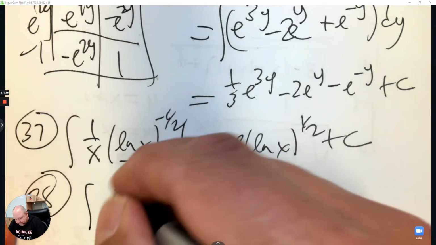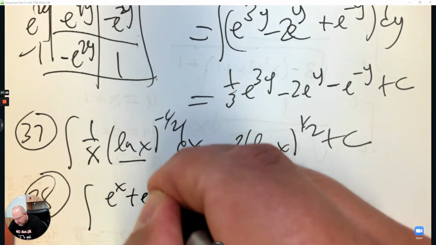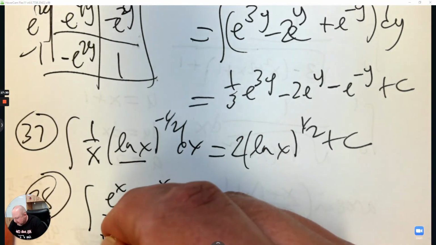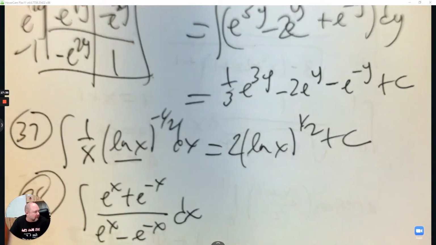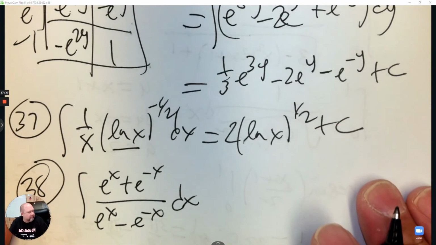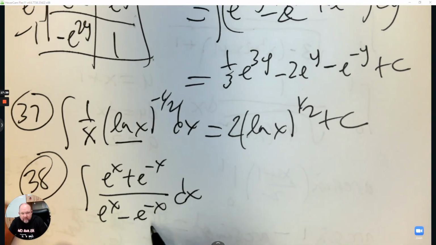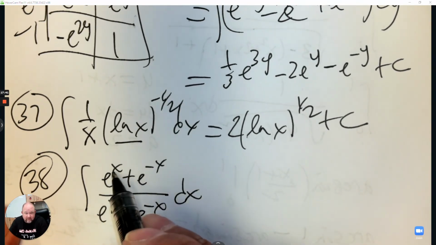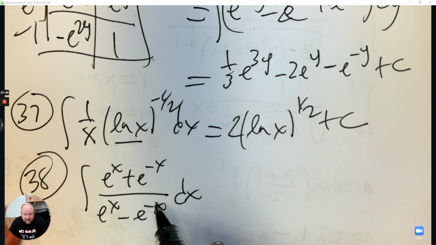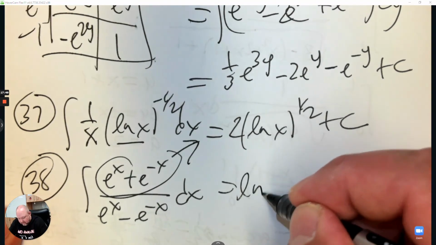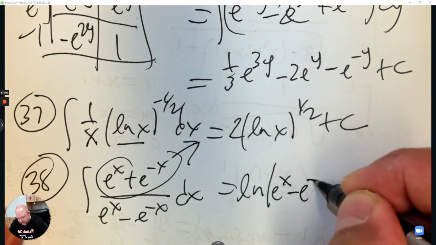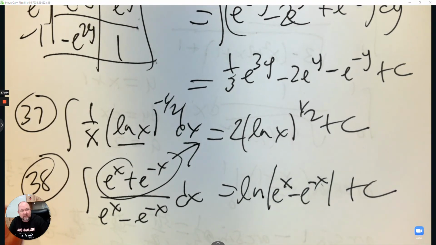2 left. E to the x plus e to the negative x, over e to the x minus e to the negative x. The derivative of the bottom: the derivative of e to the x is e to the x. The derivative of e to the negative x is e to the negative x, with a hook that makes it positive. This is the hook. So the answer is ln of e to the x minus e to the negative x, plus c. 39, last one.